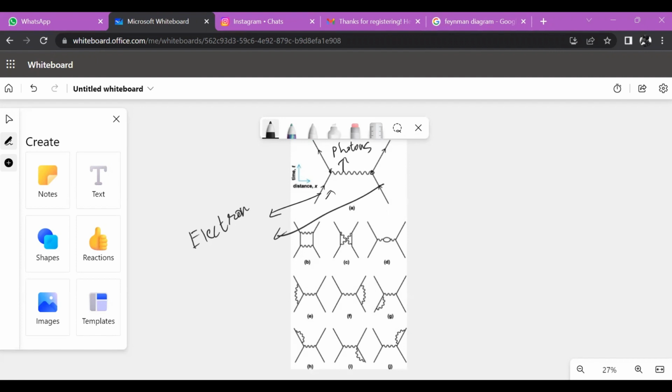As they come close, we know that same charges repel each other. After getting repelled, they just go in different directions. So this is the most fundamental, basic Feynman diagram, and each diagram represents one equation from quantum electrodynamics.